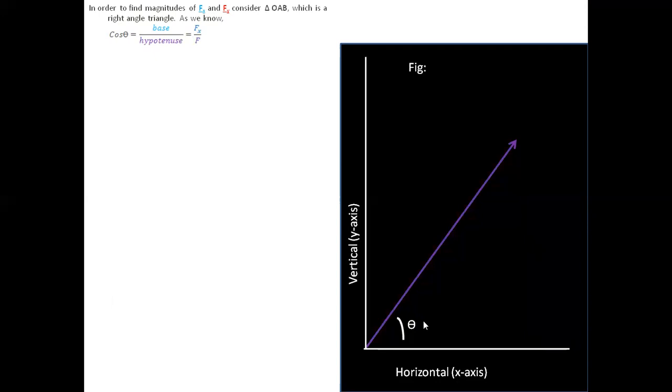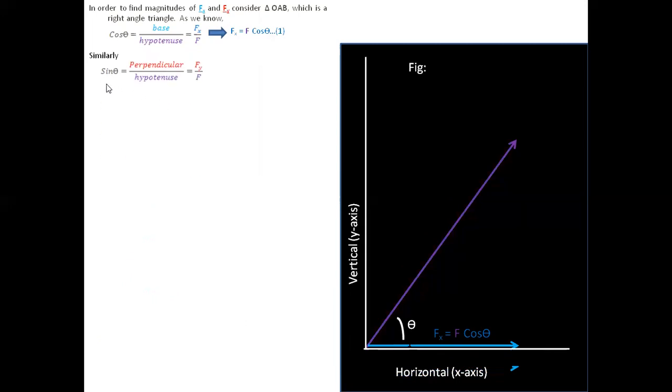For the horizontal part, we consider a function of mathematics called cos. Cos theta is equal to base over hypotenuse. Over here the base is Fx and the hypotenuse is F. So rearranging them, we get Fx is equal to F cos theta. That means this line Fx will now be called F cos theta because of this vector F, and theta is the angle of this vector, which is represented by the purple arrow, with the horizontal part. Let us call this equation number 1.